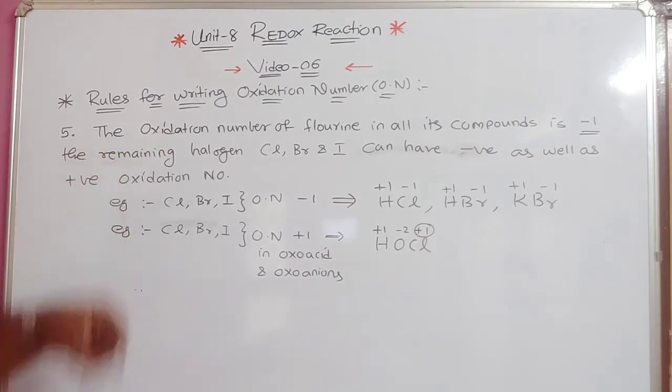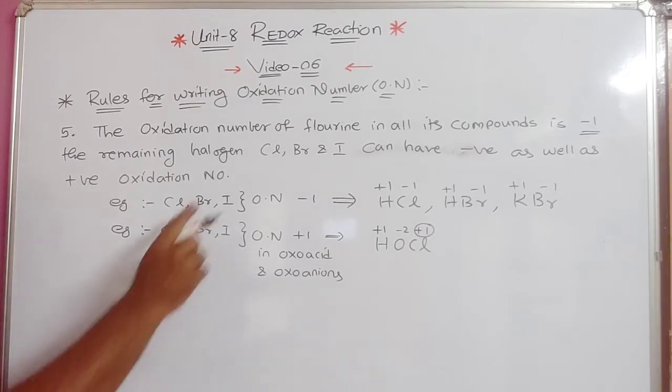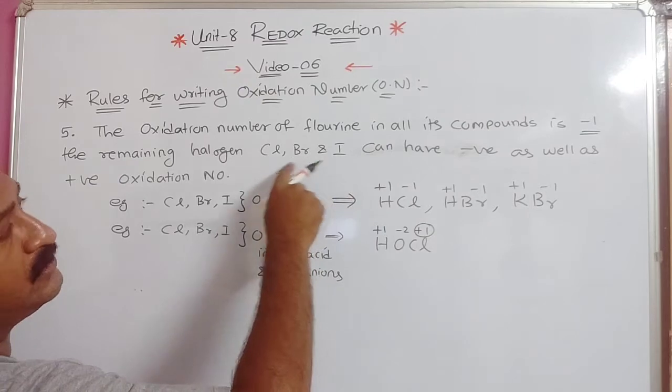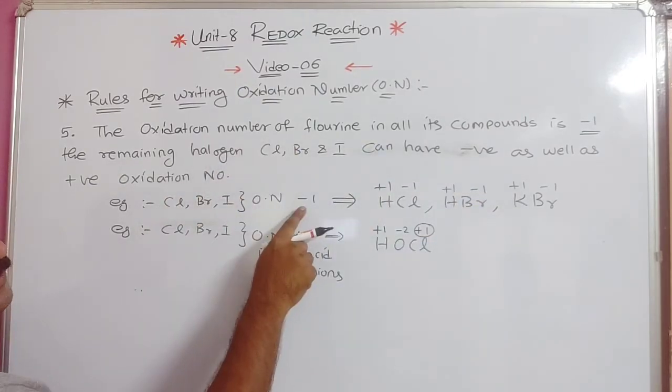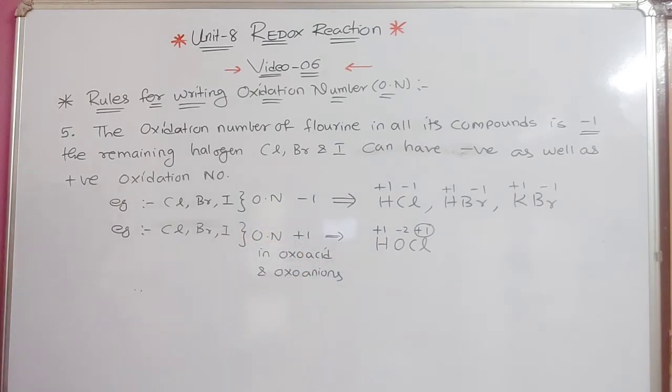So the oxidation number of fluorine in all its compounds is -1, but chlorine, bromine and the remaining halogens can have negative as well as positive. This one is for negative and this one is for positive, and for that an example is there. This is an oxo acid of chlorine. Like that, oxo acids of iodine and bromine are also there. You will study that in higher classes, in 12th standard.